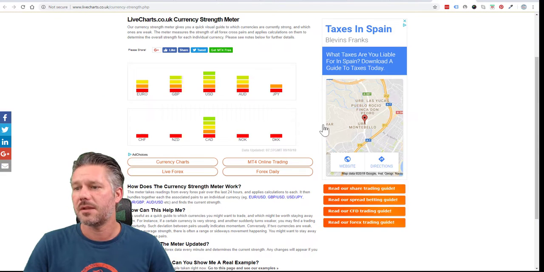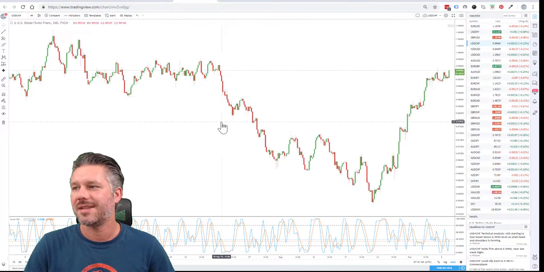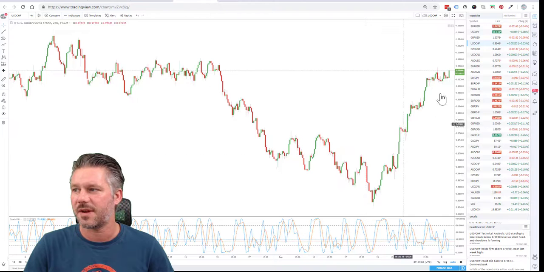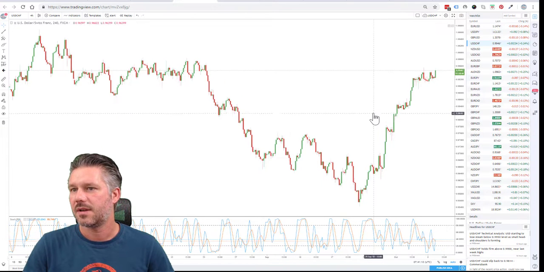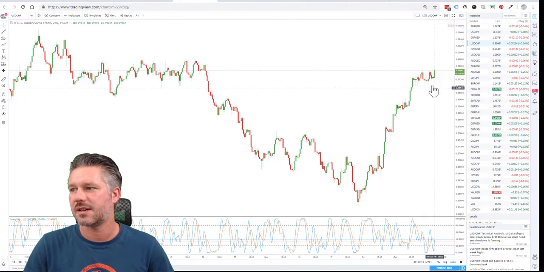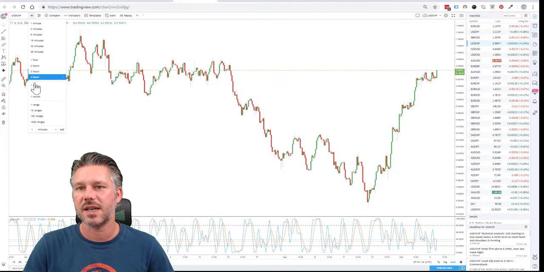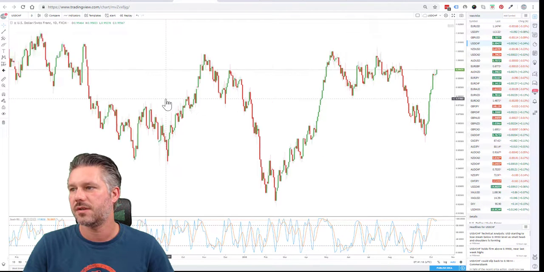Now, the other one we've got here, CHF, the Swiss franc, has been trying to break down. I was even tempted to place a trade in favour of this Swiss franc yesterday, a sell trade, because it looked like it was going to break out here. But if we look on a daily chart, I'll just show you.